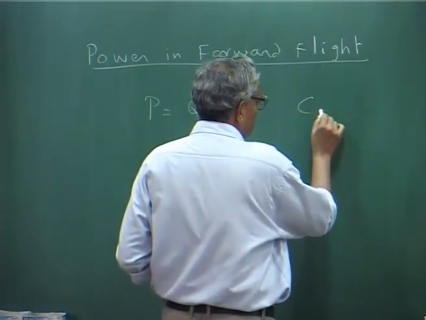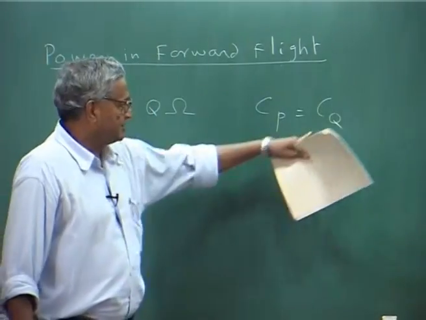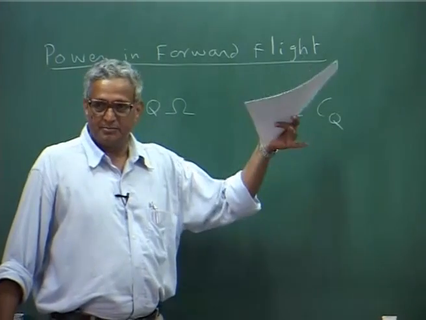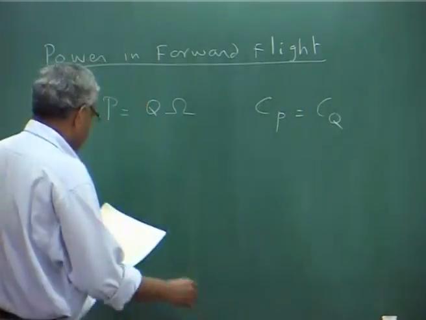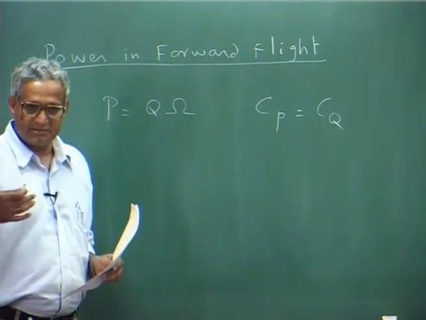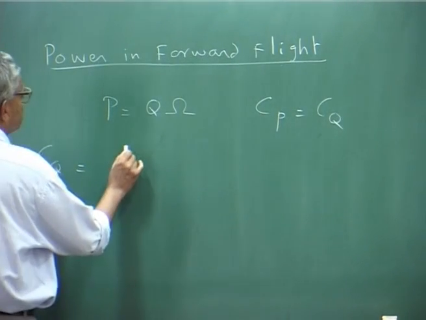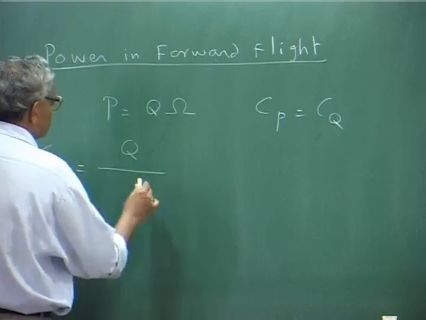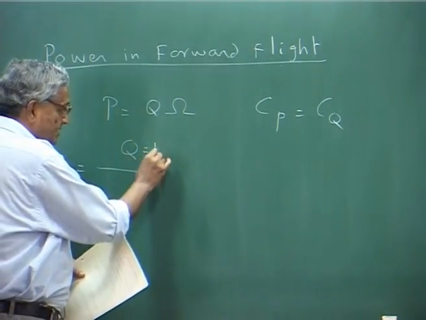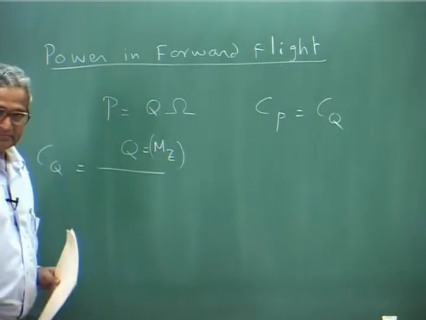Now, we know earlier Cp is equal to Cq. So, I directly go and calculate the torque coefficient for the main rotor. The torque coefficient is nothing but the yaw moment torque divided by that non-dimensional quantity. So, we write our Cq as Q, which is actually Mz. Please note that this is the z component of the moment.